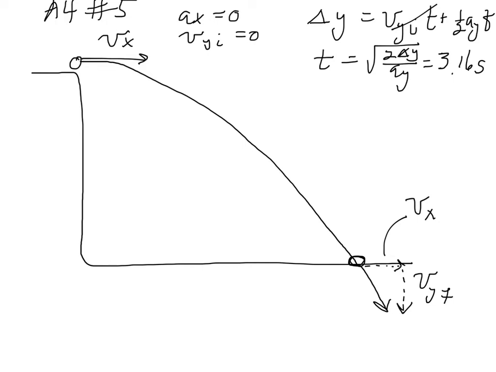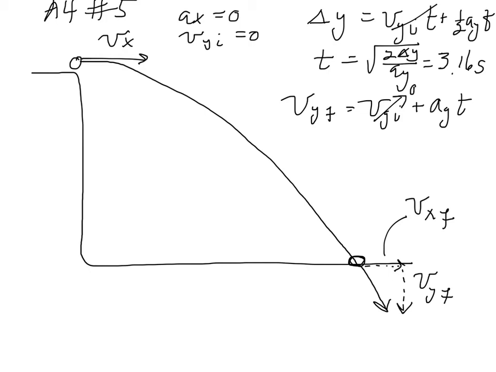Now with the time we can find Vy final, and if we know Vy final and we know Vx initial, which is Vx, which is Vx final, we'll have the two components and we can get the magnitude and direction of the final velocity. How do we get Vy final? We just use equation 1, Vy final equals Vy initial plus ay t. Once again, the Vy initial is 0.